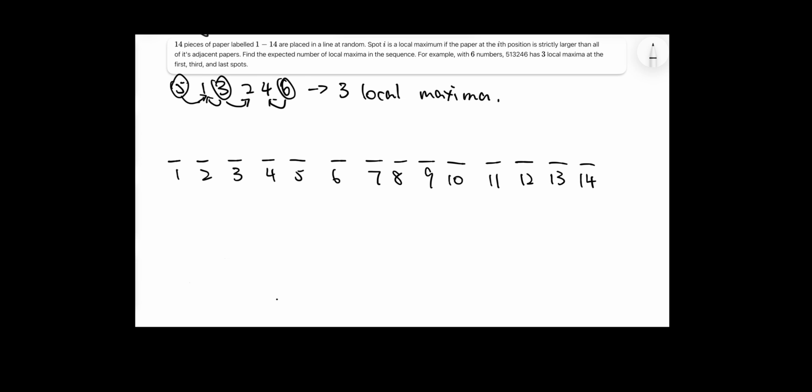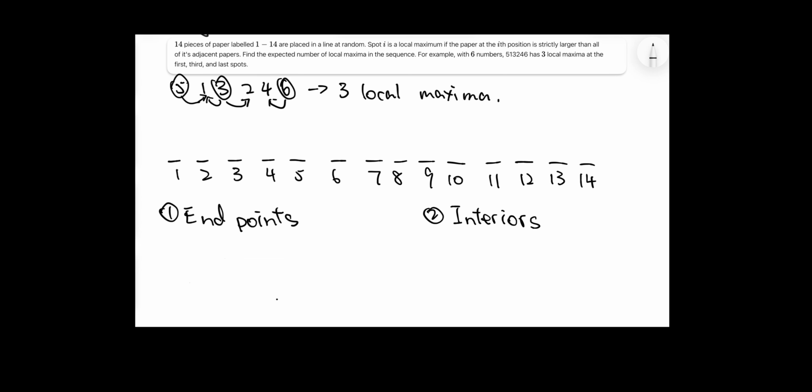So just by looking at the sequence, we can identify two different types of positions. The first type would be the endpoints, so this will either be position 1 or position 14. And the rest of them will just be interior points, so that's position 2 through position 13. The benefit of classifying into two different categories is we can find the probability of each category and then add them up at the end. And that's going to give you our final answer.